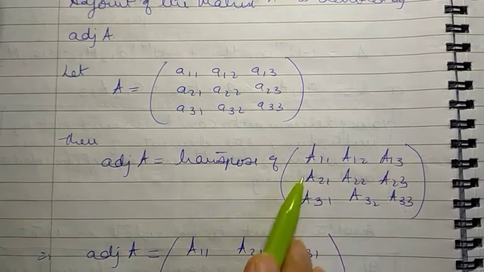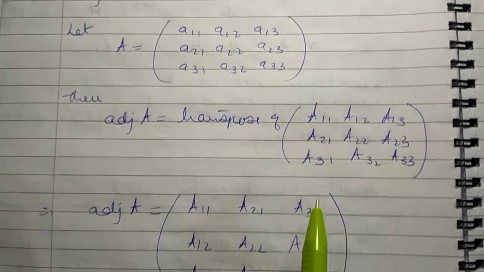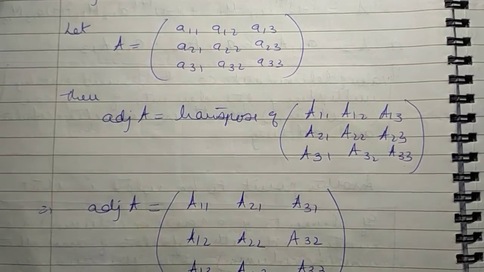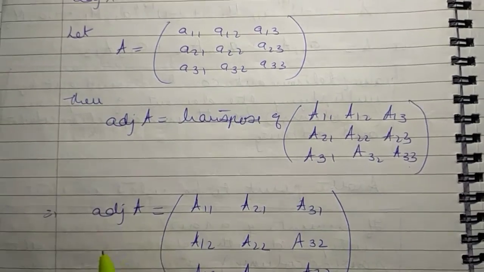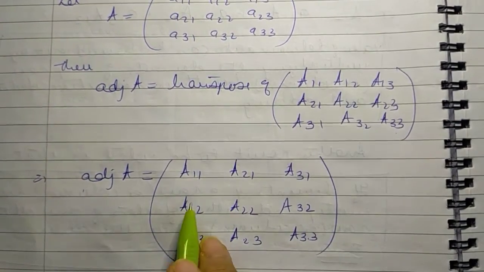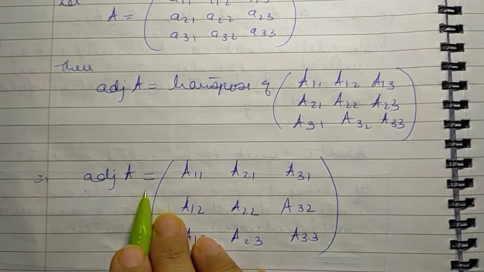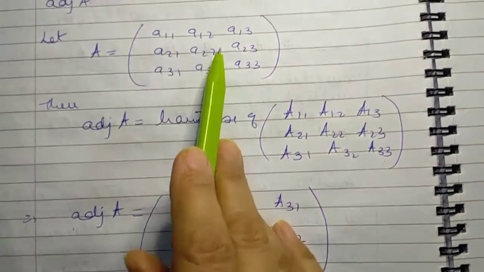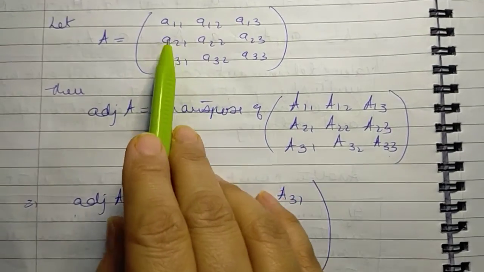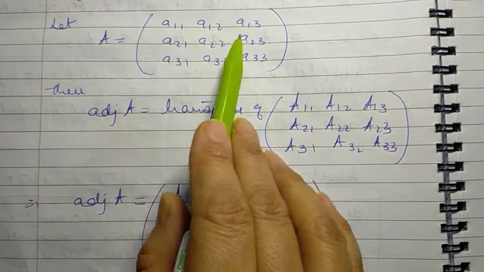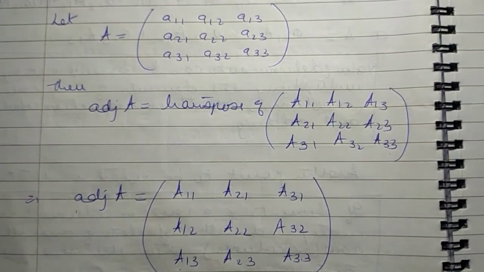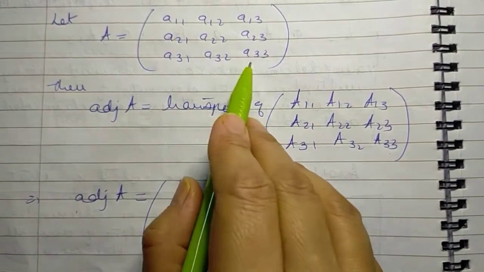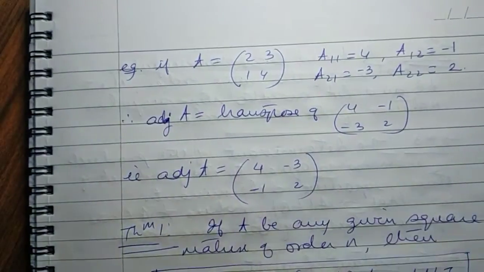So when you find the transpose of this, what do you get? The first row becomes the first column, the second row becomes the second column, the third row becomes the third column, and this is called the adjoint of A. Or we can directly write the adjoint of A by finding the cofactor of each element, then the cofactors of elements of the first row are written in the first column, cofactors of elements of the second row in the second column, and cofactors of elements of the third row in the third column.